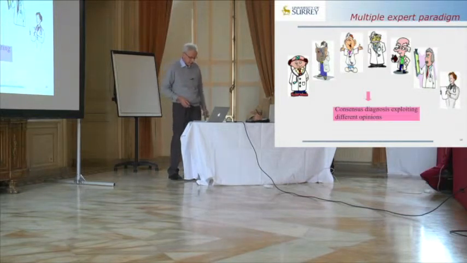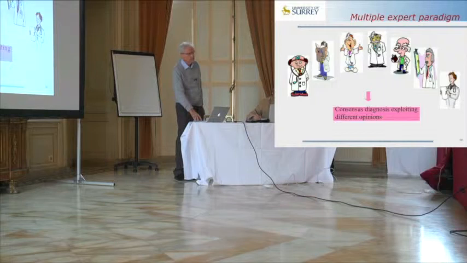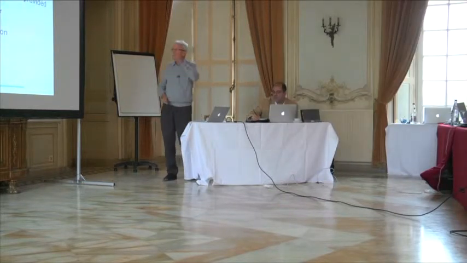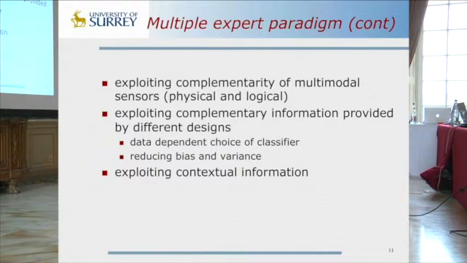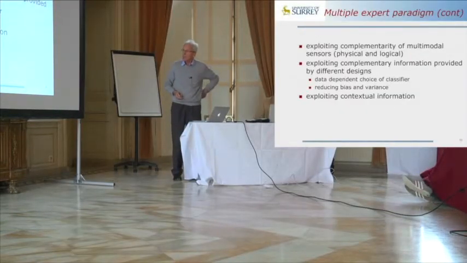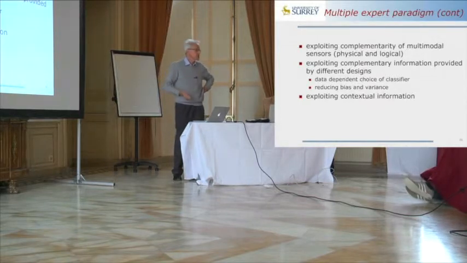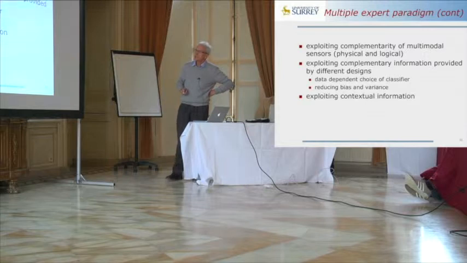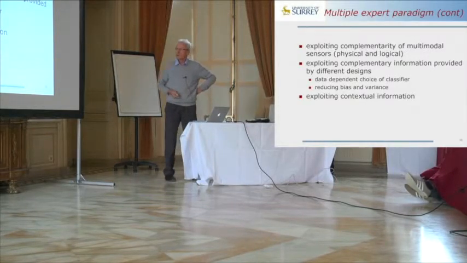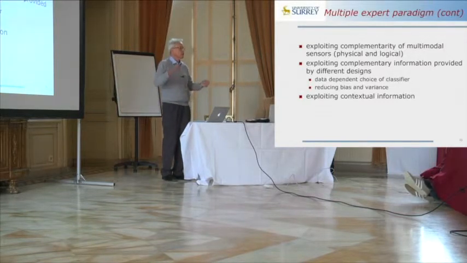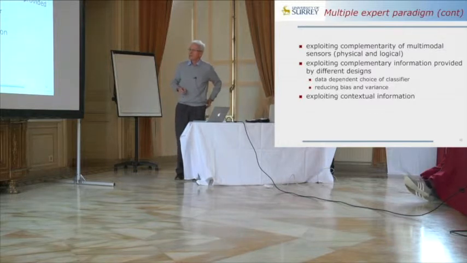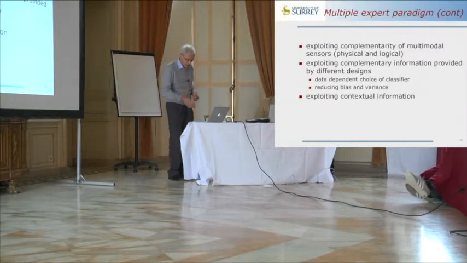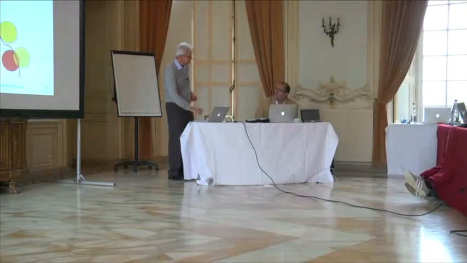If you are seeking a medical diagnosis or whatever, then usually you would like to get views from more than one doctor. Okay, so in principle, when you design multiple classifier systems, you can exploit a lot of different things. You can exploit complementary information in the case of multimodal systems, and I will come to that later. But you can also exploit complementary information provided by different designs, all these different classifiers which can work better or worse, and combine them to get better results. And you can also exploit contextual information, which is what you all do in speech processing and whatever.